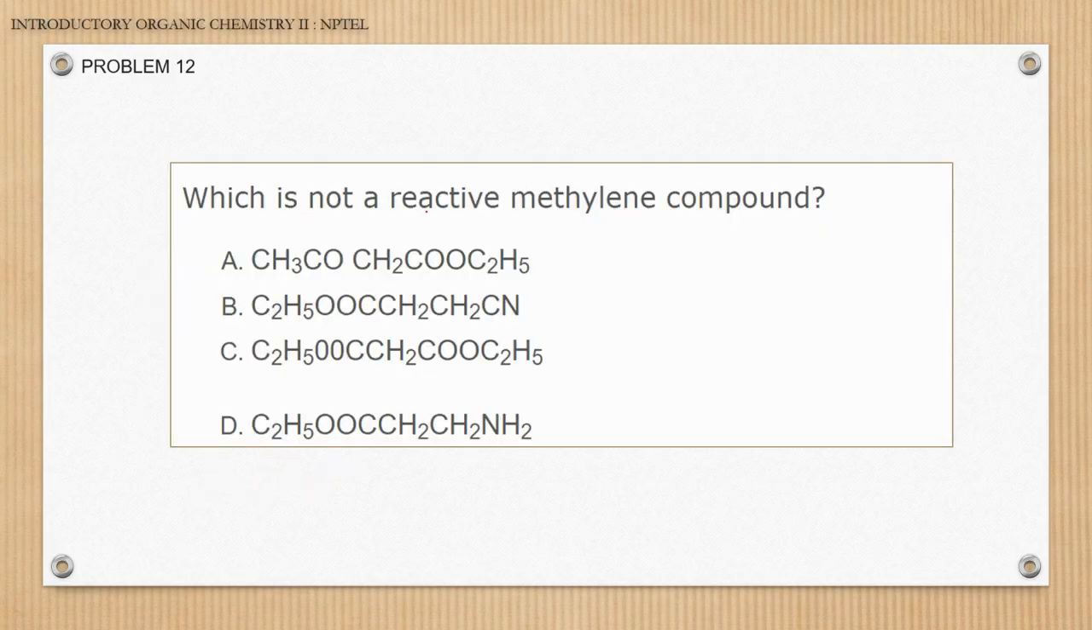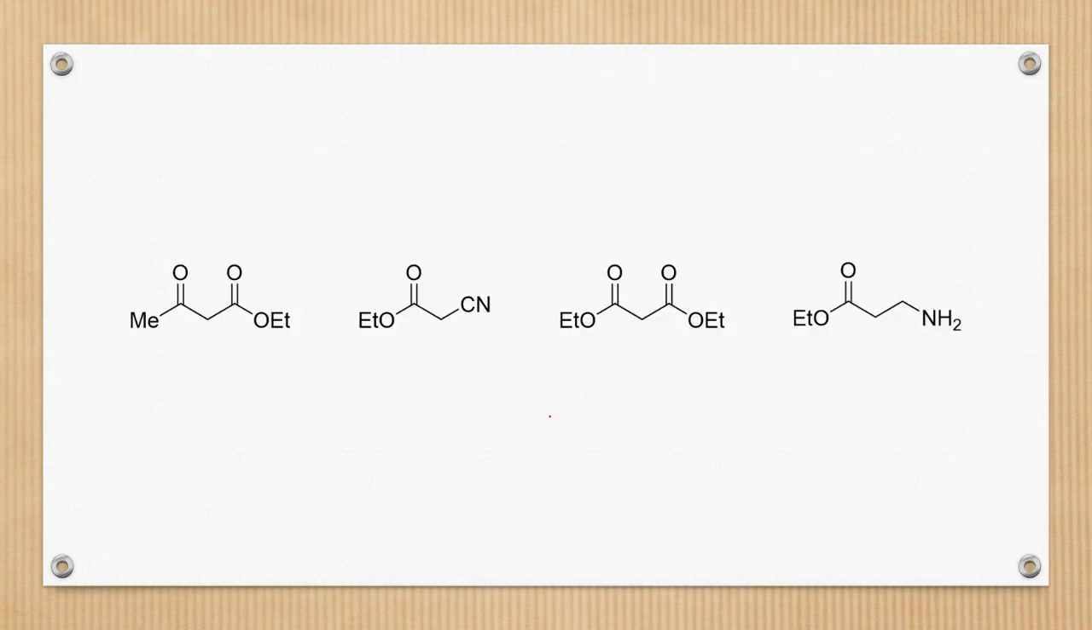So they are telling you to find among these four which is not a reactive methylene compound. So I have drawn the structures. This is 1, 2, 3, 4. Now can anyone tell me which is not the reactive methylene compound among these four? Fourth one is not reactive. Yeah, the fourth one is not the reactive methylene compound.